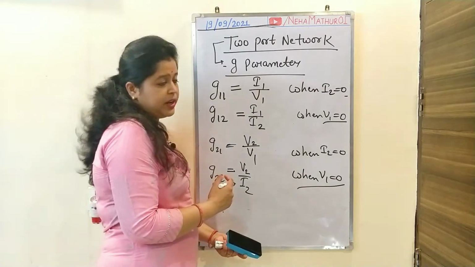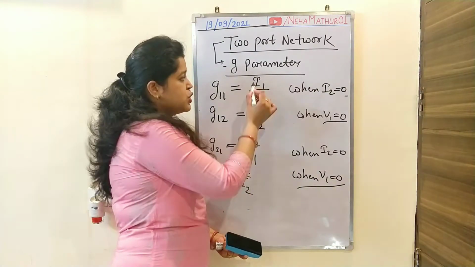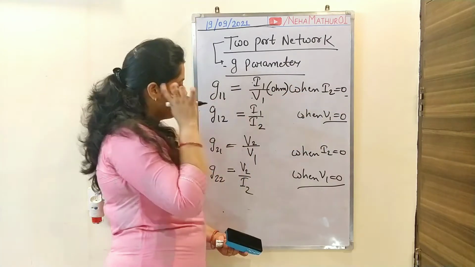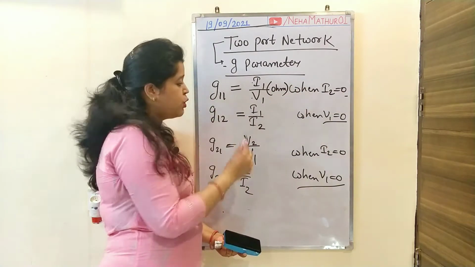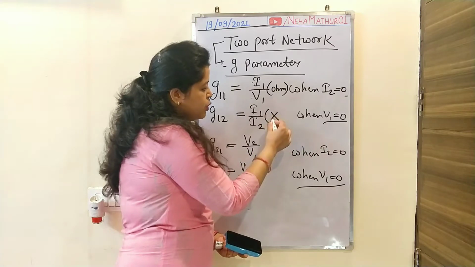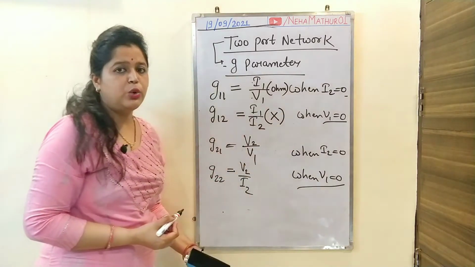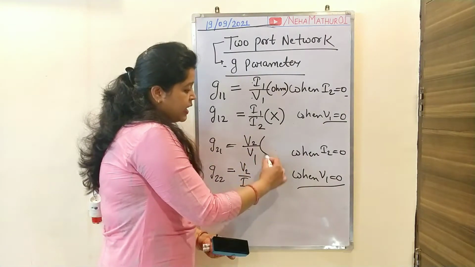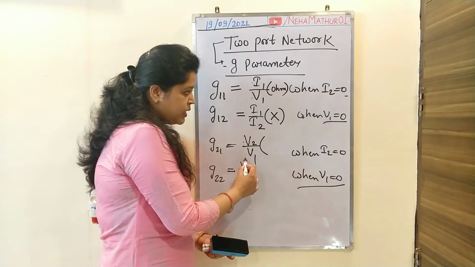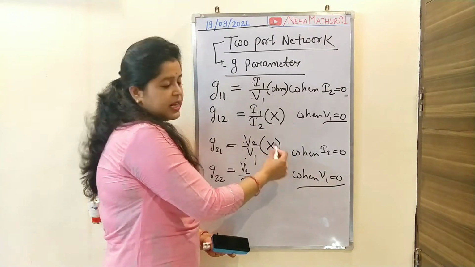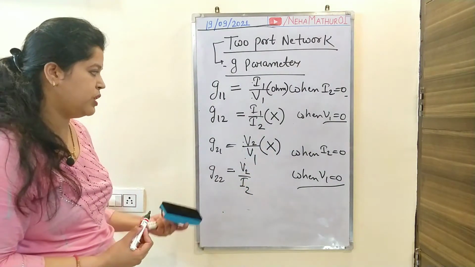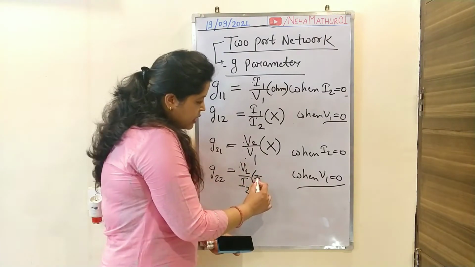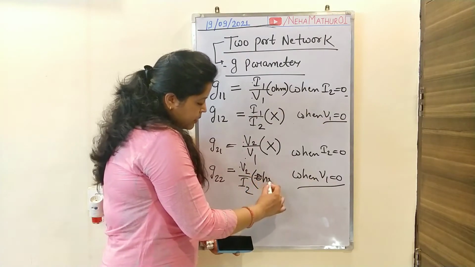You can see over here that G11 is a ratio of current and voltage, so the unit will be ohm. Similarly, G12, which is a ratio of current and current, will be unitless, dimensionless. Similarly, G21 is a ratio of voltage upon voltage, so it will also be treated as dimensionless, there will be no unit for this. And G22 is a ratio of voltage and current, so the unit will be ohm.